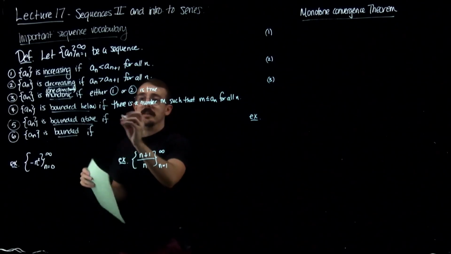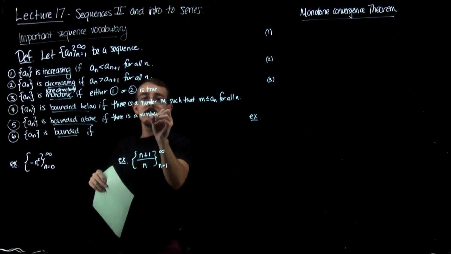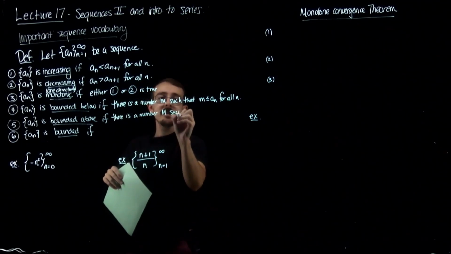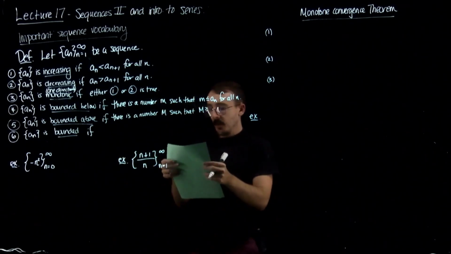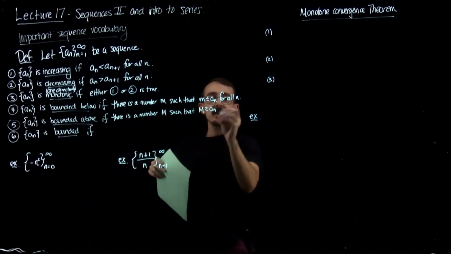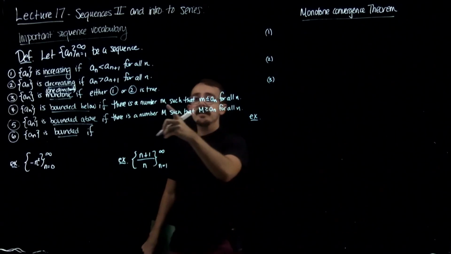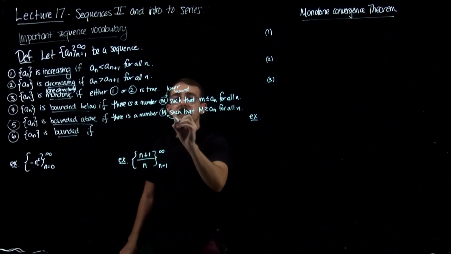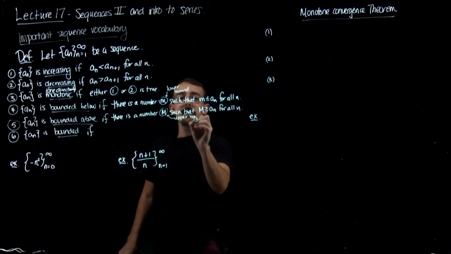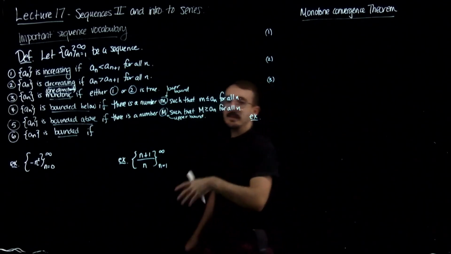And then for bounded above, it's very similar. There is a number, call it some number, capital M, such that capital M is greater than or equal to each term in the sequence for all n. And this little m right here, we call a lower bound. And this capital M right here, we call an upper bound. I'm going to show you some examples in just a second where some of these are going to apply.